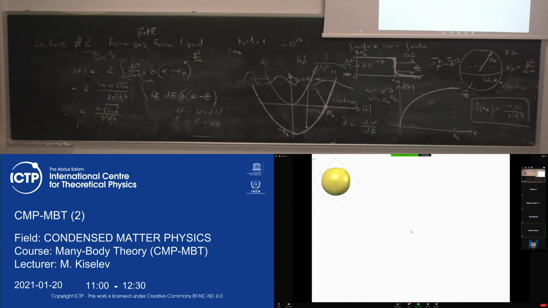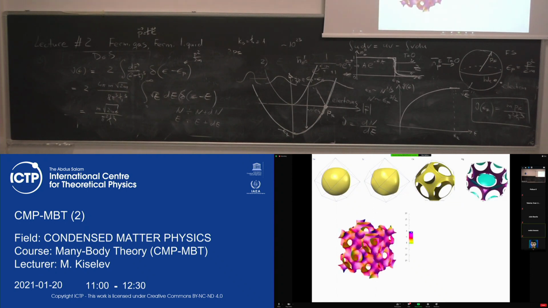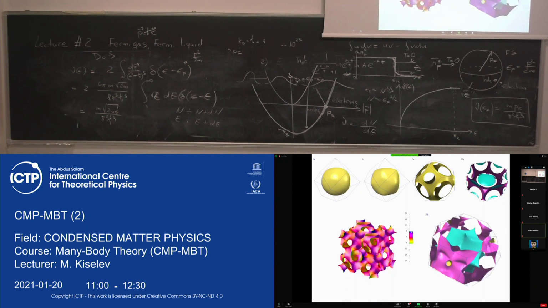This is potassium. This is lithium. These are Fermi surfaces defined by the condition epsilon of P is equal to the chemical potential, namely the constant Fermi energy. This is calcium. This is magnesium. This is nickel. So you see that for alkali metals like lithium or potassium, you have an almost spherical Fermi surface. However, when you go along the periodic table, the Fermi surfaces are very much different. This is platinum. So sometimes Fermi surfaces have very exotic shapes.